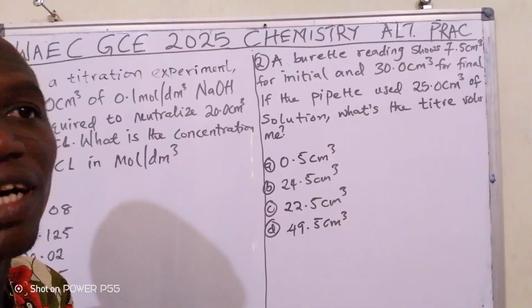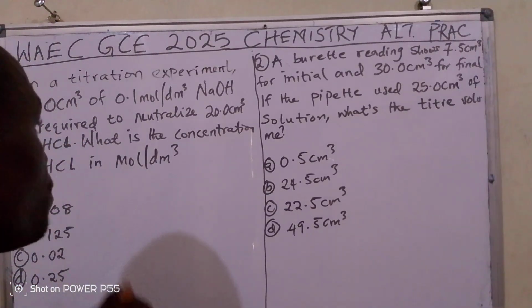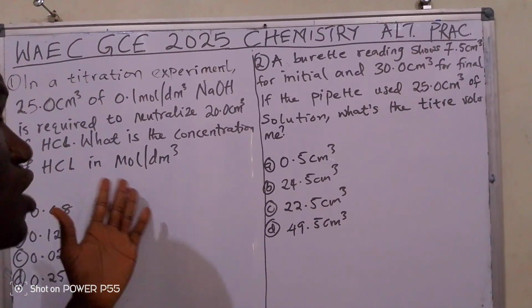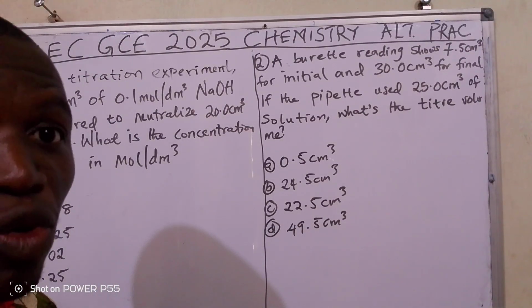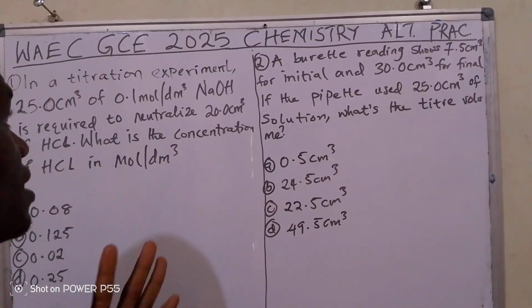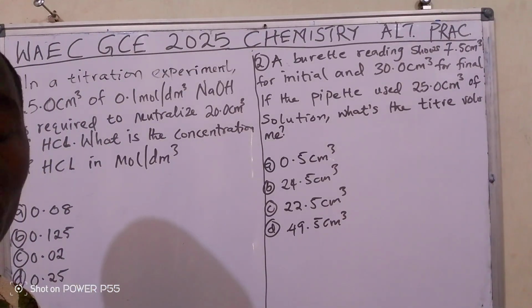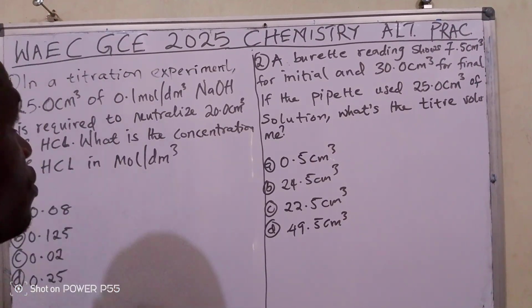Now let me quickly clarify something before we go into solving this question. First of all, sometimes you see mole only for concentration, and sometimes you see mole per dm cube. So always know that they are the same thing. I hope this is clear. Alright, so let's go right into this question.